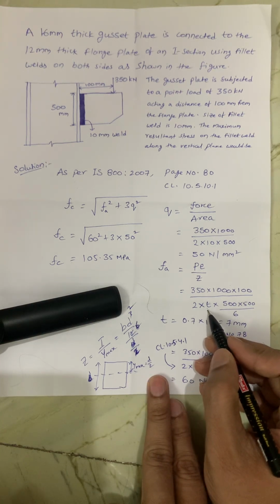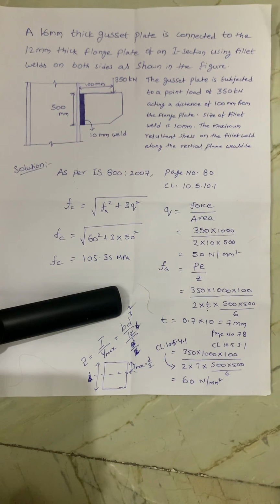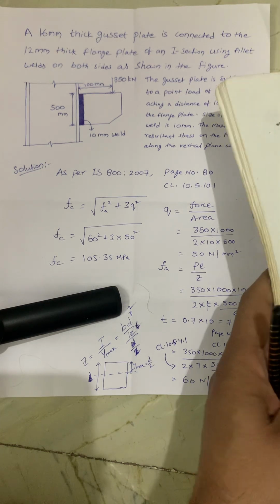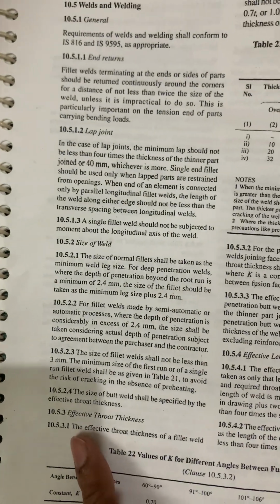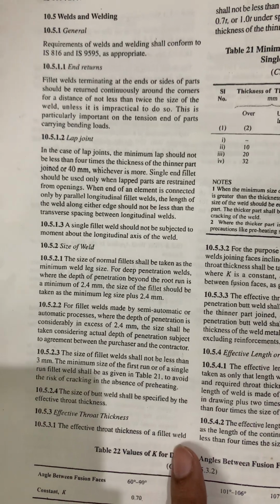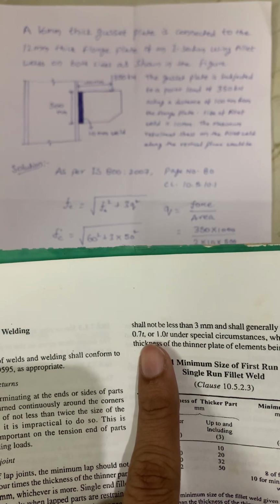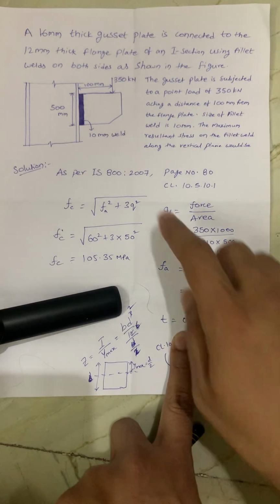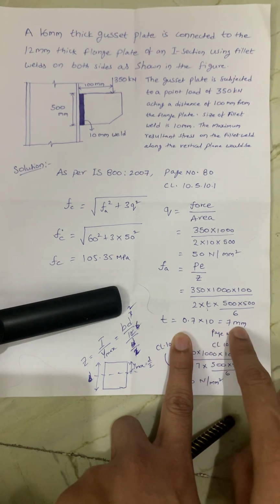So here t is nothing but throat thickness of this weld. The code specifies in page number 78, clause number 10.5.3.1 about the throat thickness. See here, effective throat thickness. So we have to consider this effective throat thickness of the fillet weld, that is 0.7 times t, thickness of the thinner plate. So that's why I am choosing 0.7 into 10, where 10 is nothing but the thickness of this plate. So 0.7 into 10 equals 7 mm.